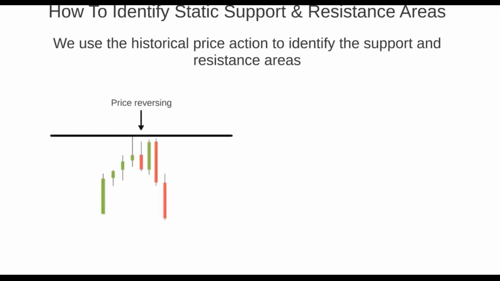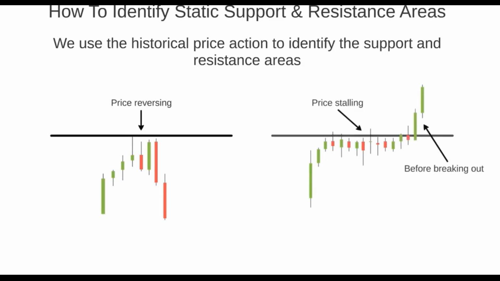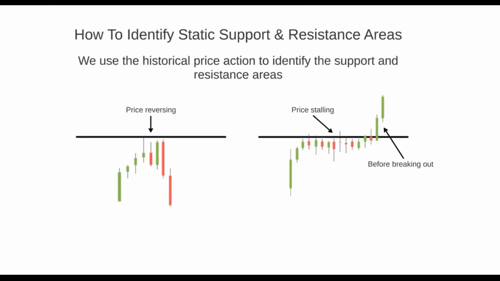Equally, we can spot an area of support or resistance if the price has been heading in a particular direction and has paused for a significant amount of time before breaking through the area and continuing in its original direction. Sadly, support and resistance areas aren't as clean in reality as demonstrated by these illustrations. So let's jump over to the charts and look for some real life examples.